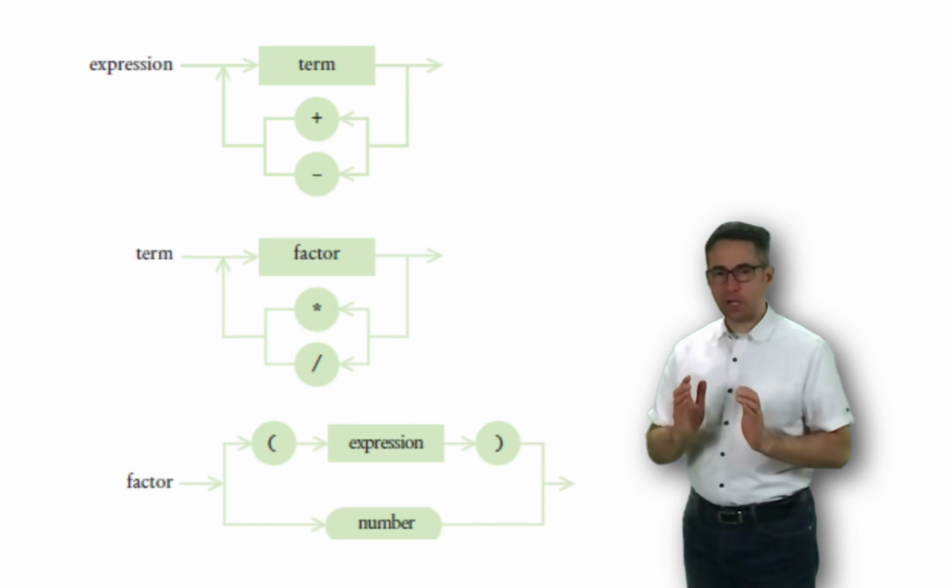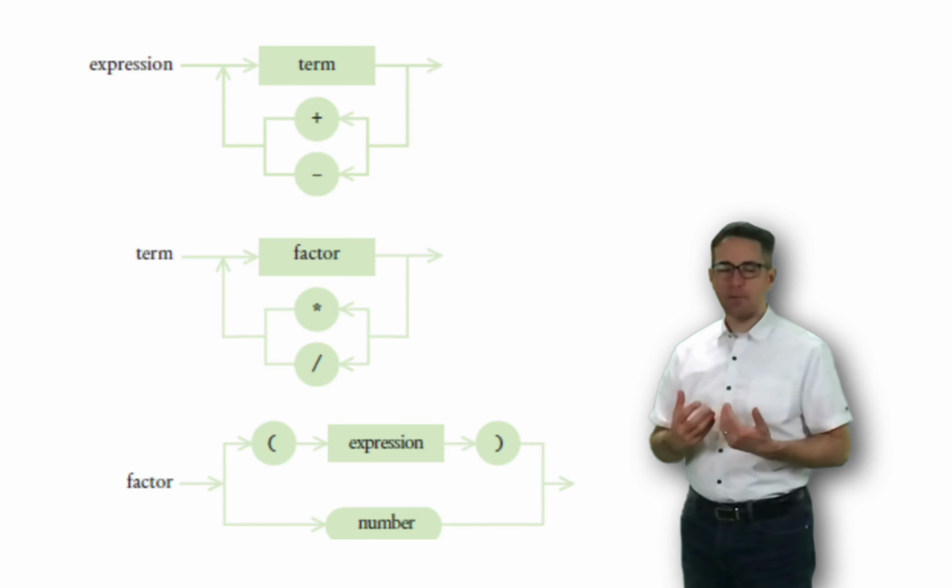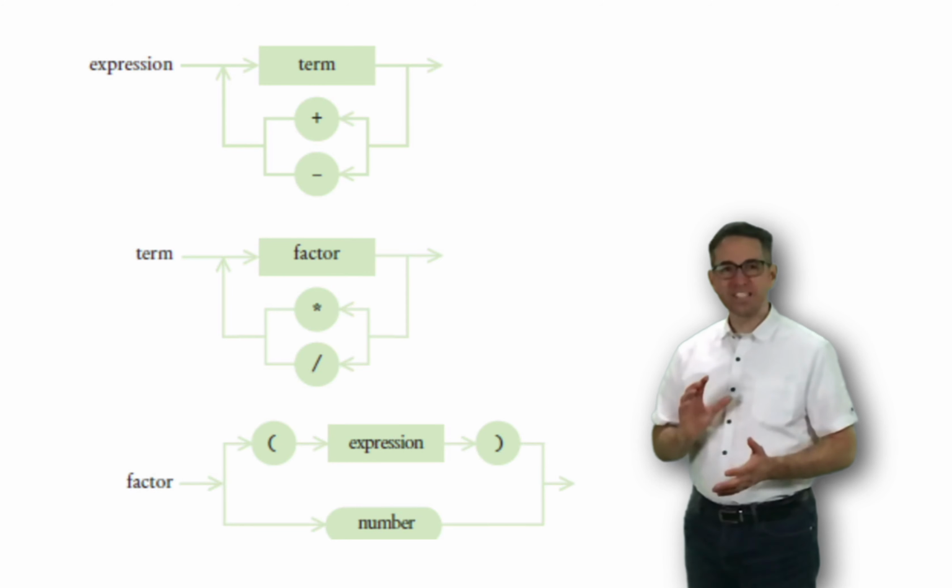You can see that there's recursive structure here because an expression depends on a term depends on a factor, and a factor depends on an expression. But you can also see that there's a potential for a base case here in the final number that gets evaluated by a factor. That's the structure of our language that we want to be able to evaluate.